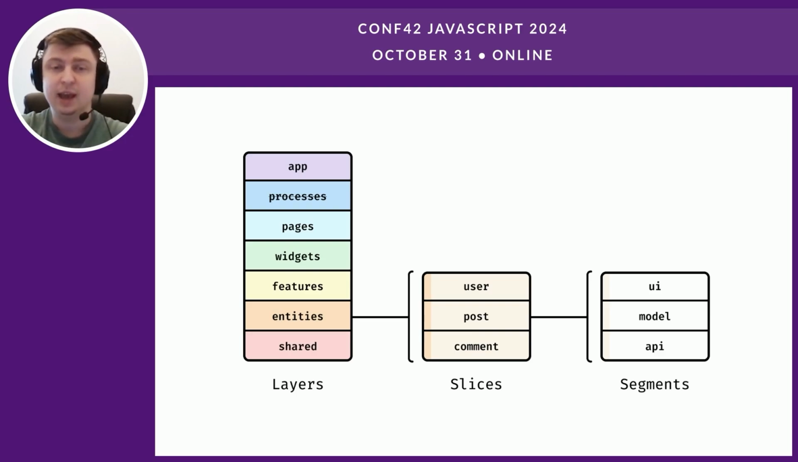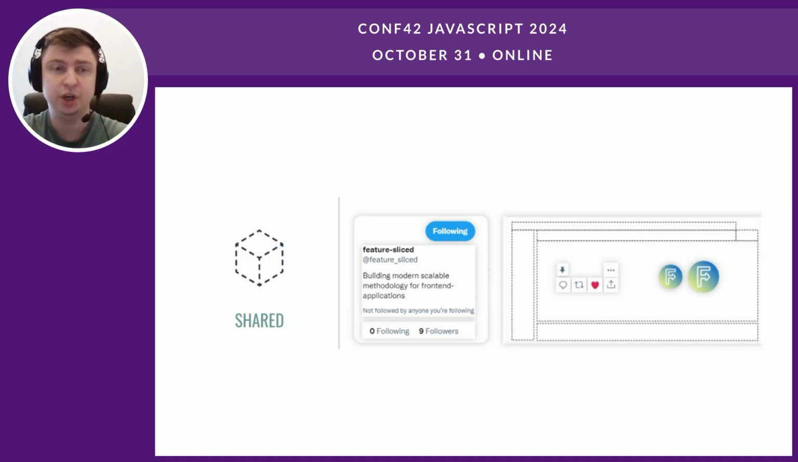Some layers can have their own slices. For example, the entities layer can have slices such as user, post, comment, and so on. And every slice you can divide into some segments: UI, model, API, and so on. And let's dive deep into layers. Let's start with the shared layer. It's the most abstract layer, and here you need to put some basic parts of your application which don't know anything about business logic.